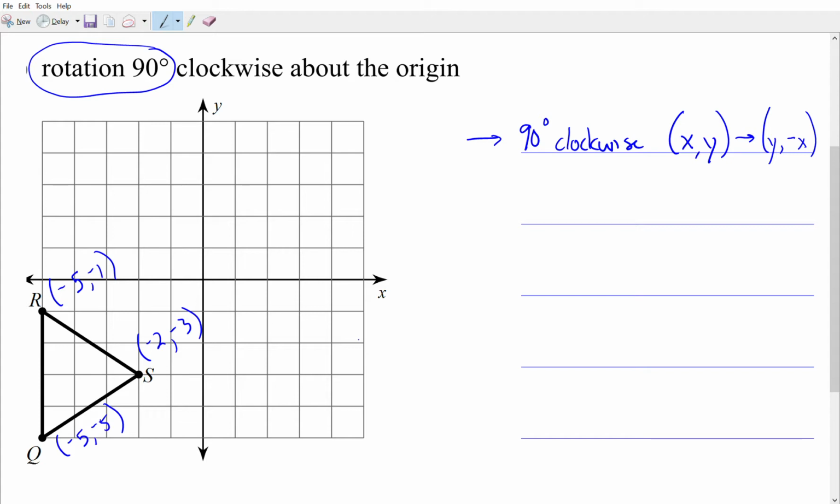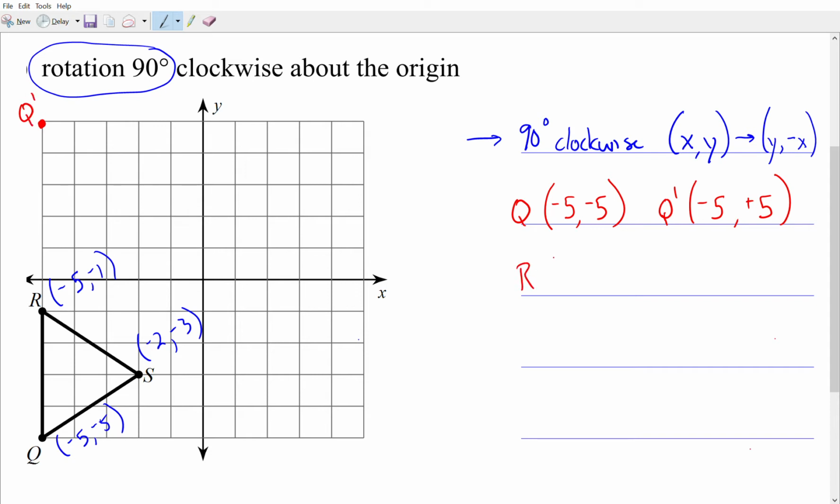All right, so let's start with Q. Point Q's current position is -5, -5. And that means for Q prime, we have to switch the -5 and -5, the x and the y, while taking the opposite of that new x coordinate. So we keep the -5 where it was, and we're going to change that -5 to a +5 for the new x coordinate, if that makes sense. It might make more sense on the next one. So I'm going to mark my prime location for Q. -5, +5 looks like it's going to be right there, and that'll be our Q prime point.